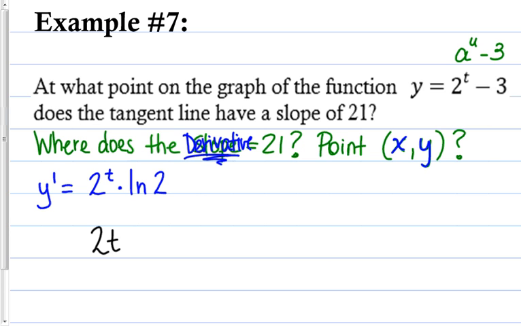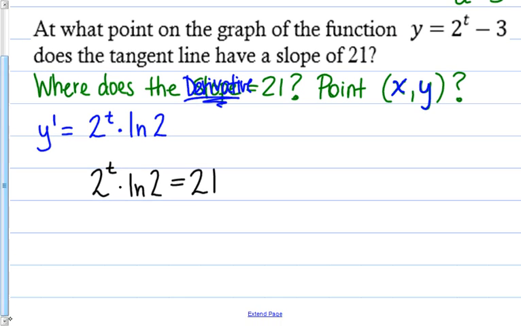So 2^t, oh, that's a big T. I didn't mean to write that. 2^t times the ln of 2 equals 21. So I'm going to solve this. And this does require some stuff that you learned last year in pre-calc, and probably algebra 2. I'm not sure. I think you learned this stuff in algebra 2, right?